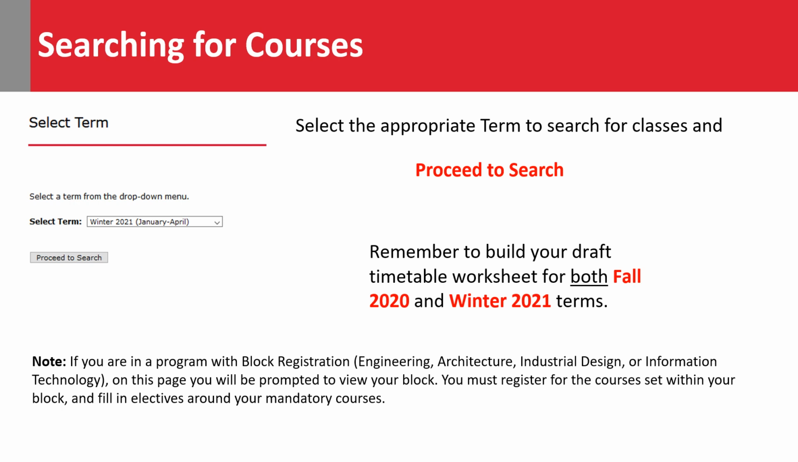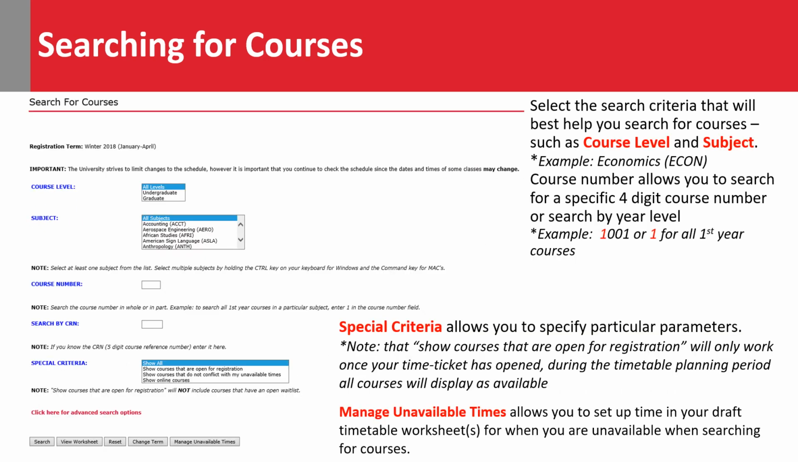Students enrolled in a Bachelor of Engineering, Architecture, Industrial Design, or Information Technology program will be assigned block registration. We recommend that these students watch the video on block registration in the Carleton Central How-To videos section on the registration website. When searching for courses, there are many different options you can use.